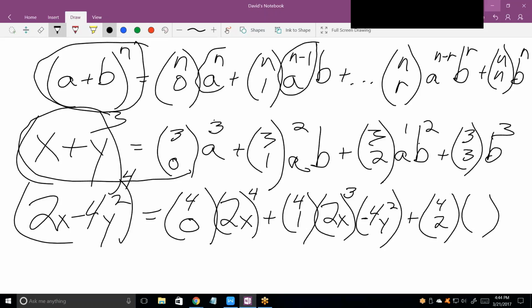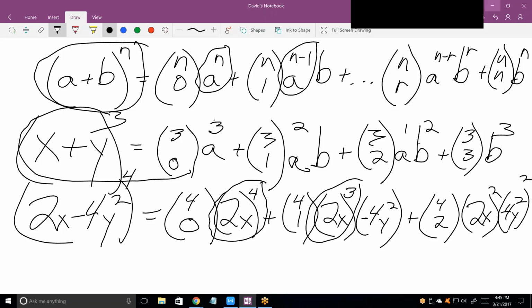Notice A to the nth. And then what happens is the A term steps down by 1 power at a time, and the B term steps up by 1 power at a time. So this becomes 2x squared, and the B term is negative 4y squared, and then that term is squared. You see why? Look what's happening to the A term. I start out with 2x to the 4th. Next term is 2x cubed. Next term is 2x squared.